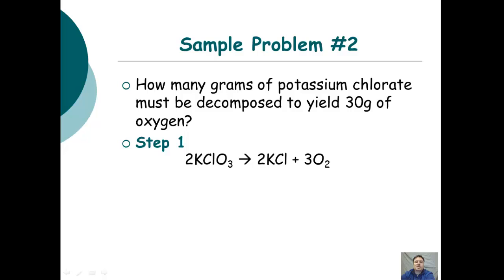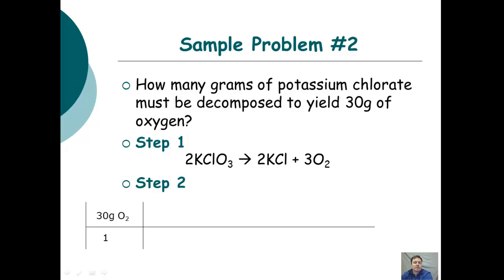So we are starting, our known is oxygen. We're starting over here. It doesn't matter if you start with information of products or reactants. It works the same. So set up your factor labeling table. Start with what you know. I have 30 grams of oxygen. So that's the first thing I'm going to do.